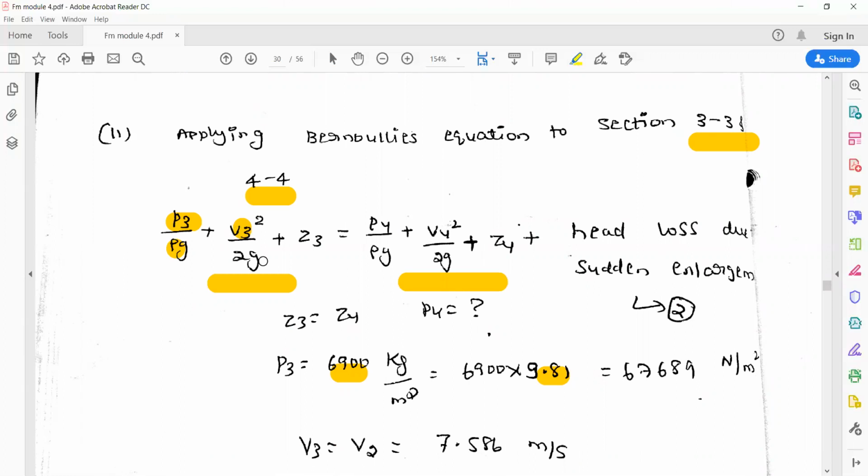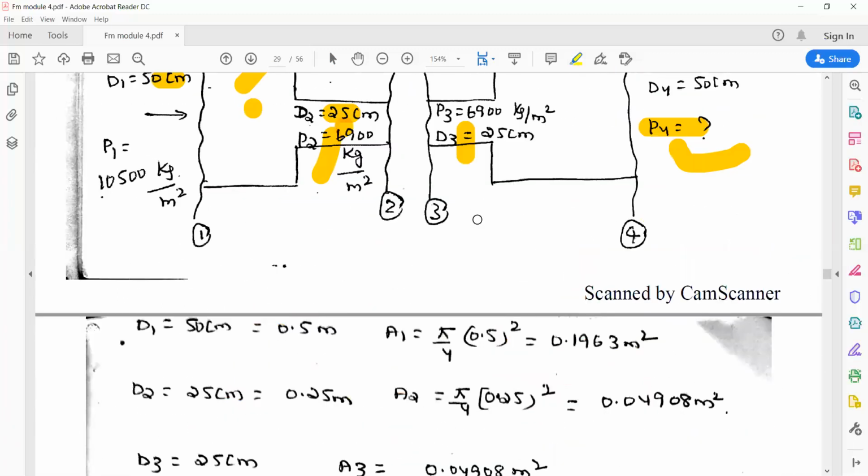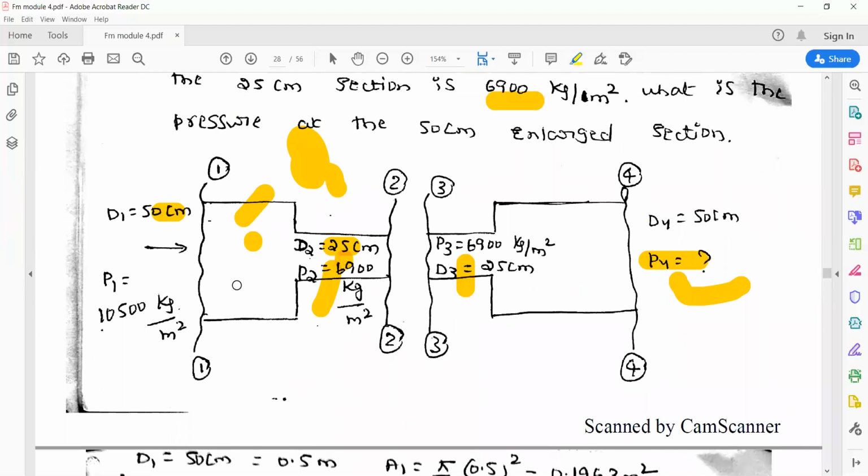So divided by 2 into G, where G is 9.81, right? Again Z3 and Z4 get cancelled because the pipe is horizontal. So P4 you'll have to calculate, keep it on one side, okay? And rho is 1000, G is 9.81. In the same way, what is V4? In the diagram you can see the diameter of the first pipe and the diameter of the fourth pipe are the same. Both are 50 centimeter.